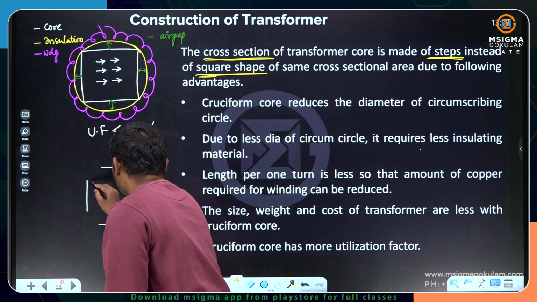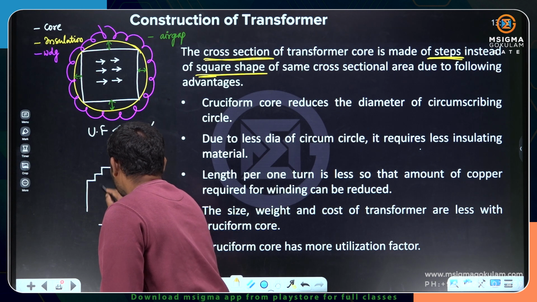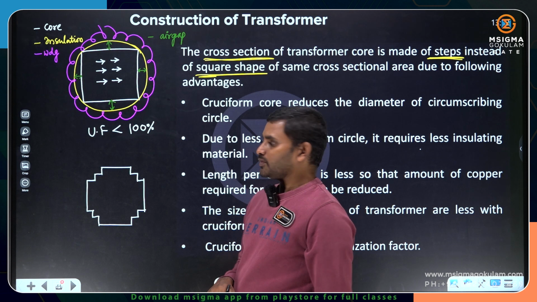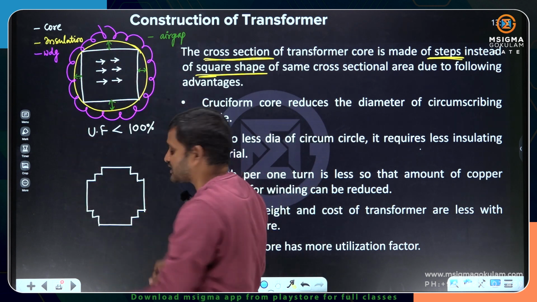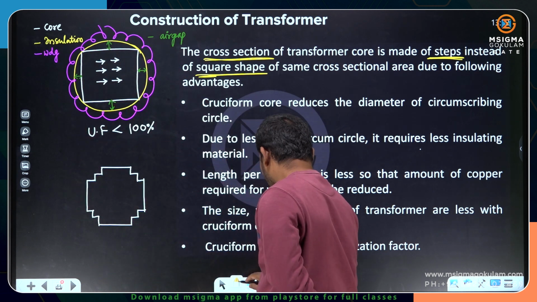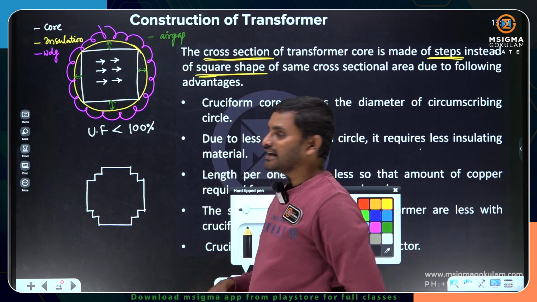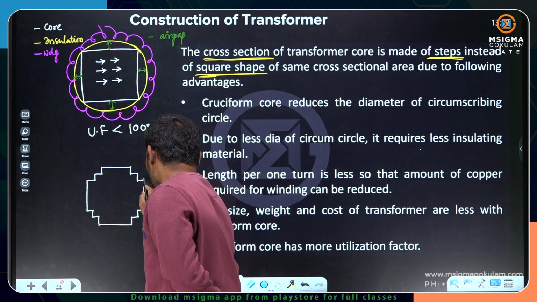Two steps, like this. Because the edges are absent here, you can place the insulation very near to the core. If you place the insulation, you see how it will be.